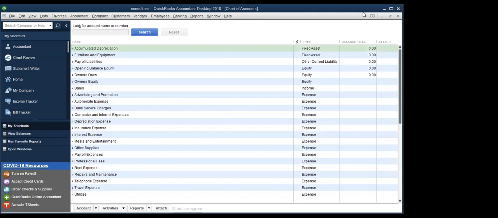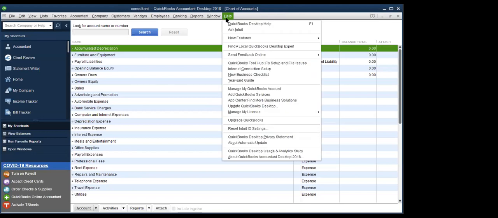Anyway. Okay, so basically I go to the help. I told you QuickBooks decided that a lot of people are users and not accountants, so they do need help. We go to help, and we're talking about year end the whole time. So there is a year end guide.